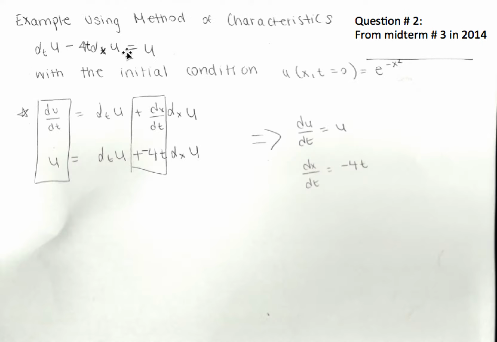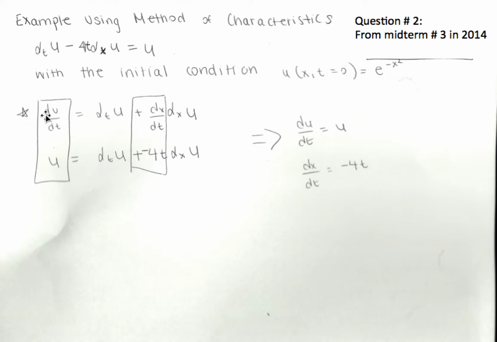The example we're going to go through was question number 2 from midterm number 3 in 2014. Our given equation is partial with respect to t minus 4t times partial with respect to x equals u, with the initial condition u of x at t equals 0 equals e to the negative x squared.